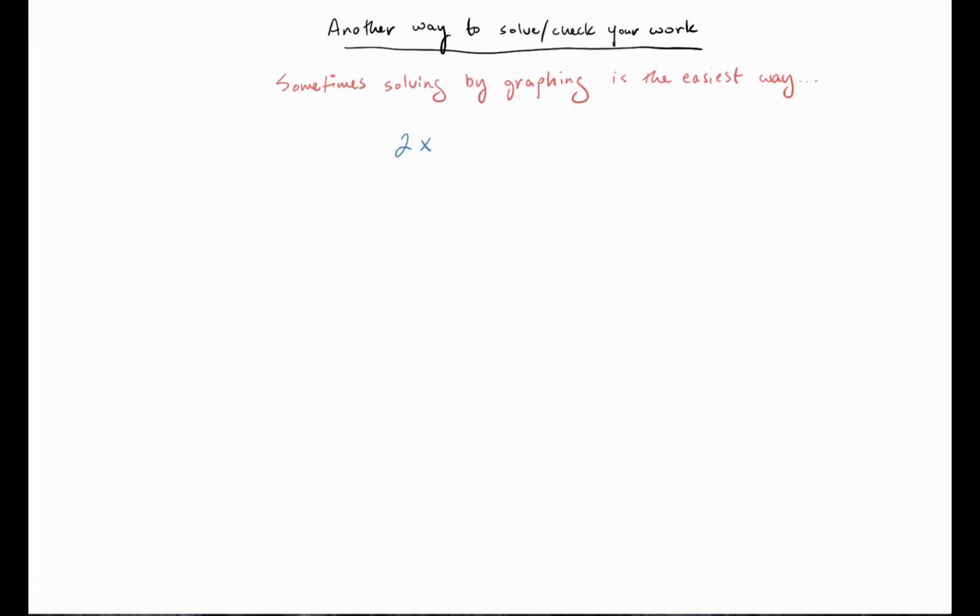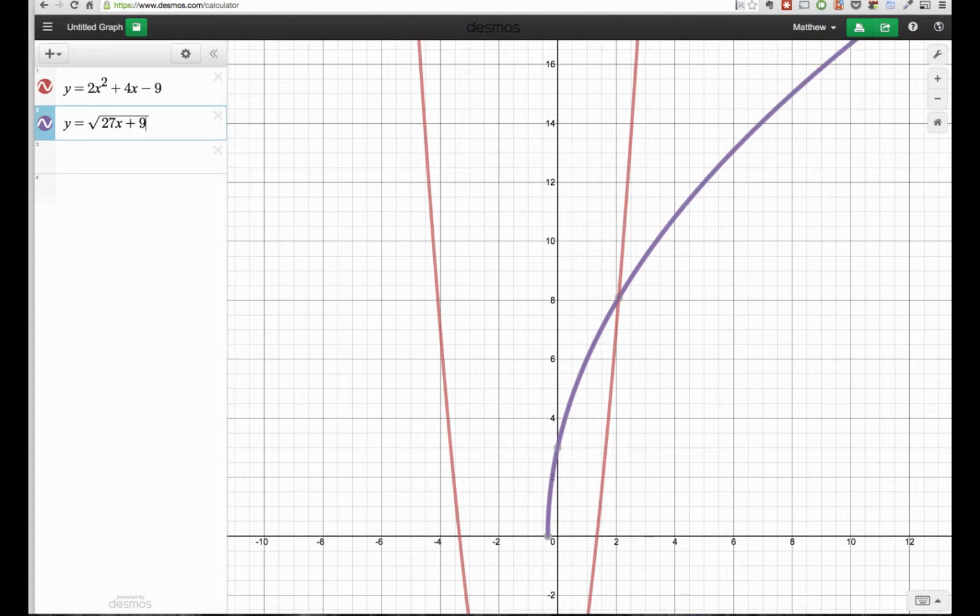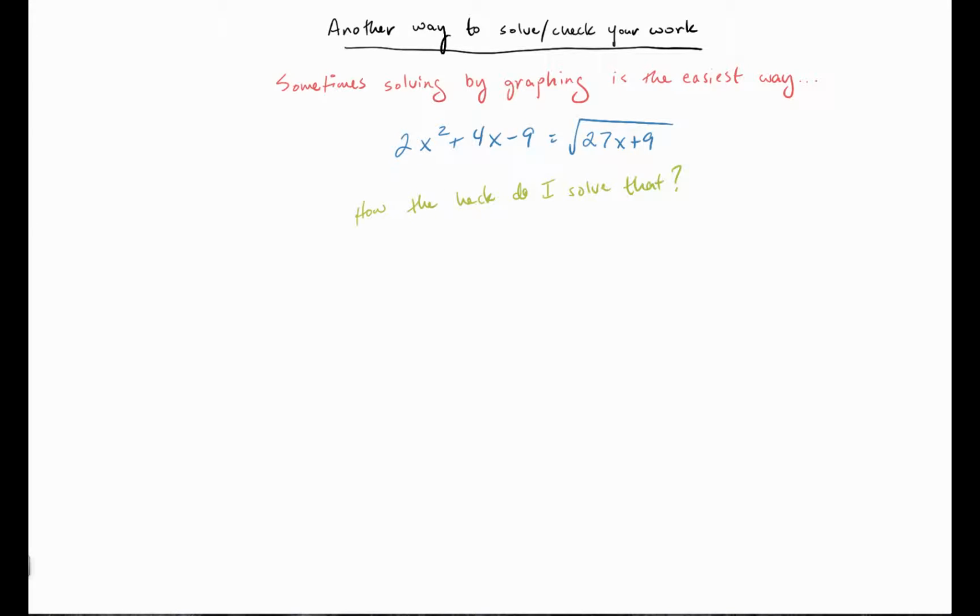Okay. But let's take an equation like this: 2x squared plus 4x minus 9 equals the square root of 27x plus 9. We have no idea how to solve this as of right now. And even for myself, this would be somewhat challenging to do algebraically. Let's just plug it in. So we took the left side and plugged it in as one equation, took the right side, plugged it in as the other, and lo and behold, we end up with the answer 2.089. Okay, pretty easy when we go about it that way, right?